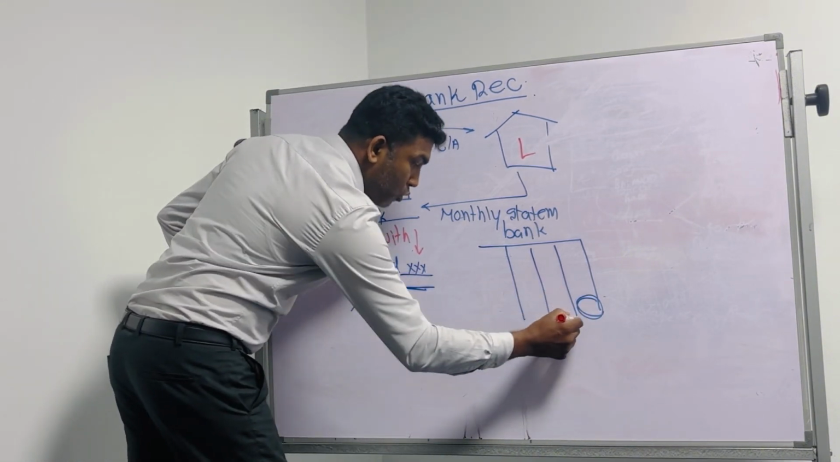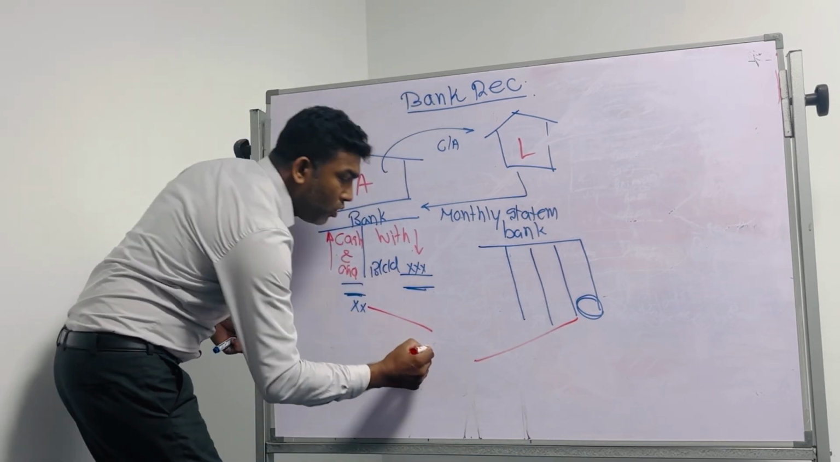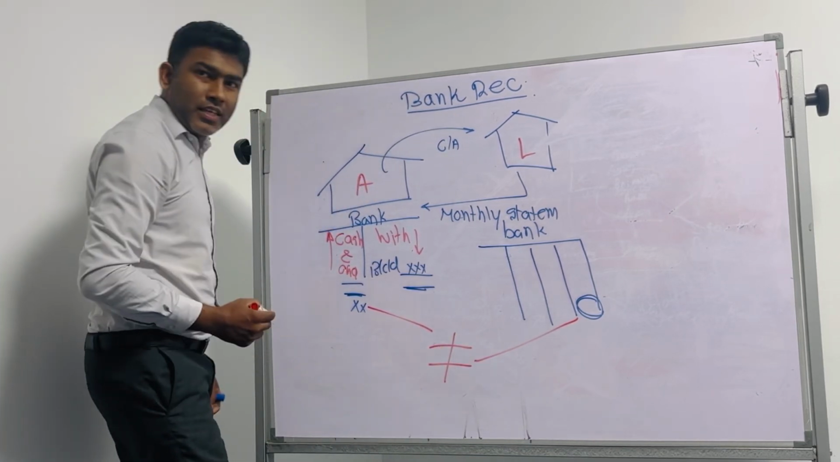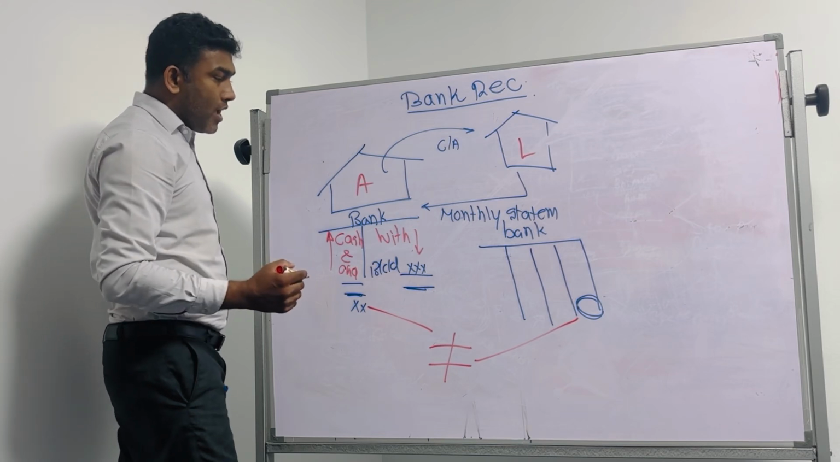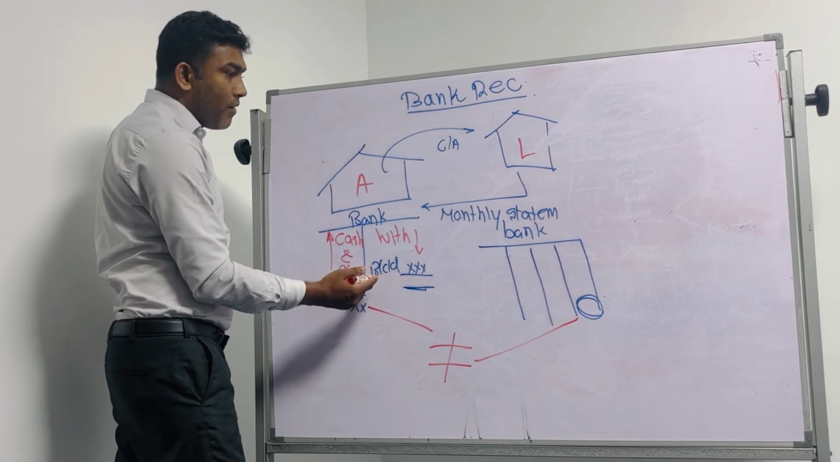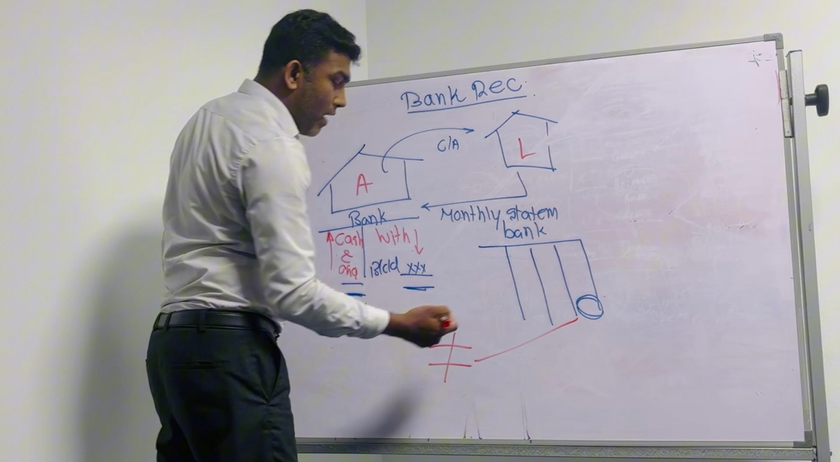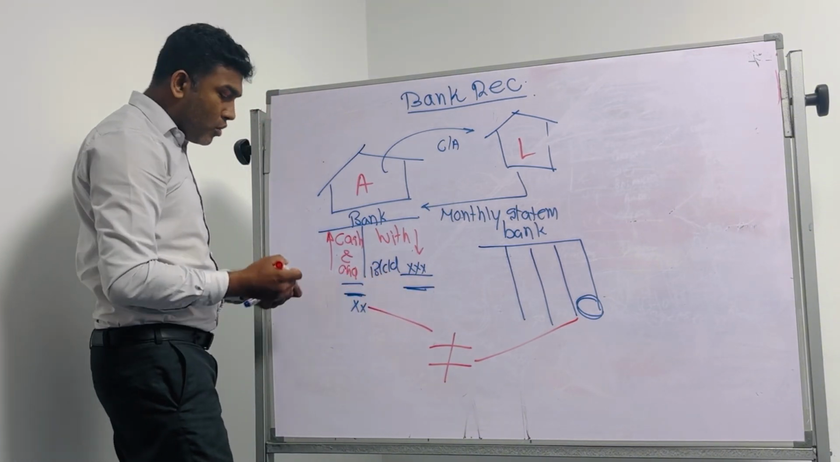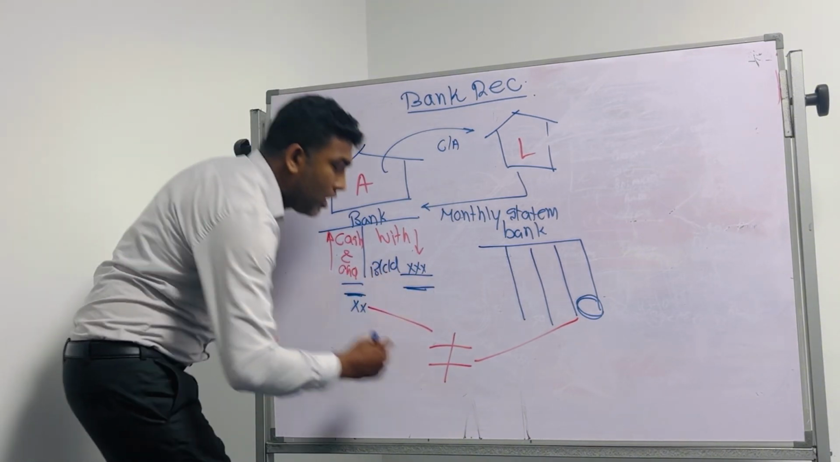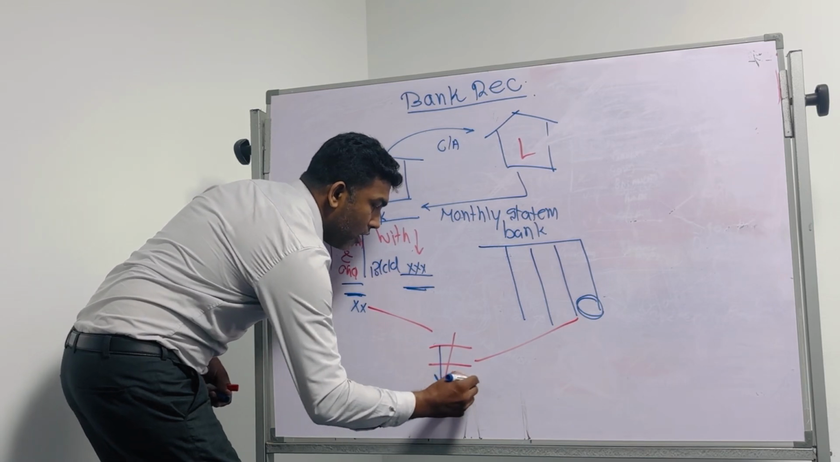Now see, two entities have done this. Then mostly, sometimes this won't balance. Then the question arises: as per our record, this is the value, and as per the bank record, this is the value. Why is this not balancing? Then you need to identify the specific reasons for the difference.